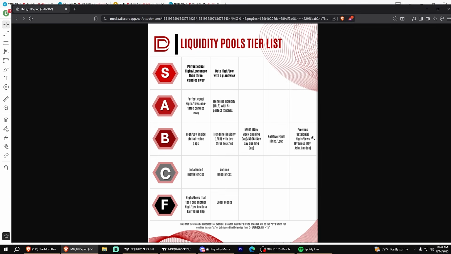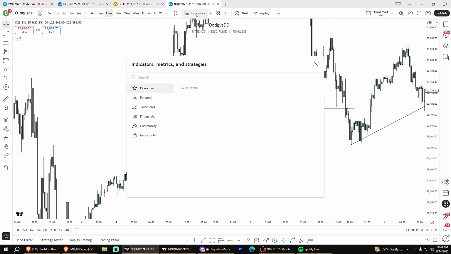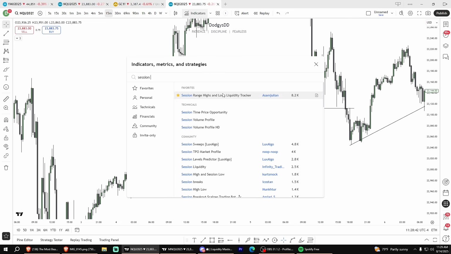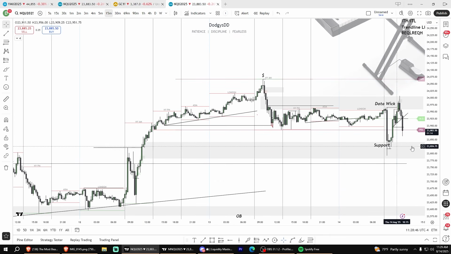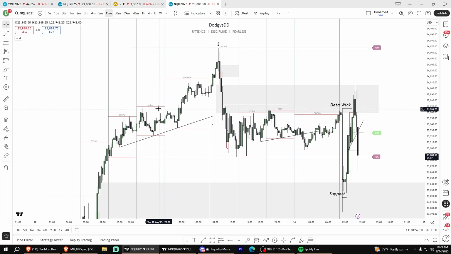All right. Previous session highs and lows. Pretty self-explanatory. These alone are decent, but they're not the best. So like session range highs and lows, if I just turn this on, it'll basically mark out London high and London low, Asia high, Asia low. These are great draws on liquidity when combined with something else.